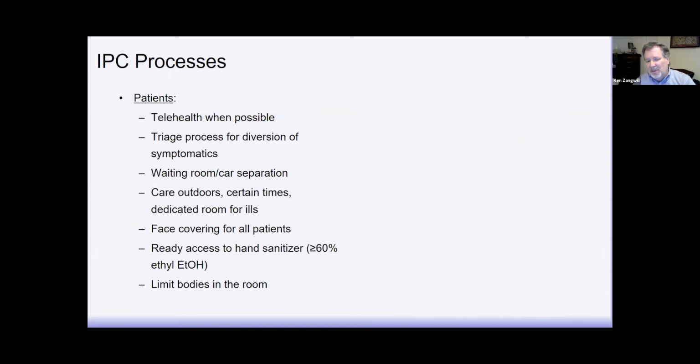I'm not going to go through all these in any detail. I wanted to list the infection prevention processes in the office that you may or may not do to help mitigate. Telehealth has been brought up. You know a lot about telehealth, and that has obvious implications for infection prevention. A triage process for diversion of symptomatics. Many of you undoubtedly have that as well. Waiting room or car separation, or using a car as a waiting room. Some of you might do that. I'd be interested to know how many.